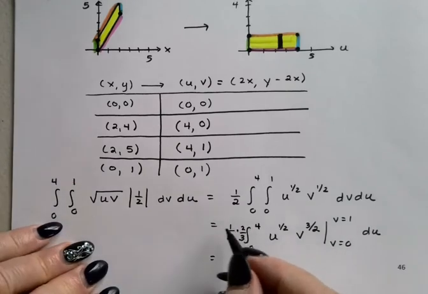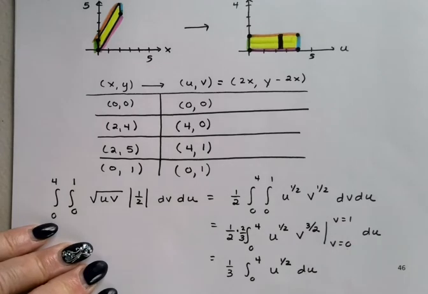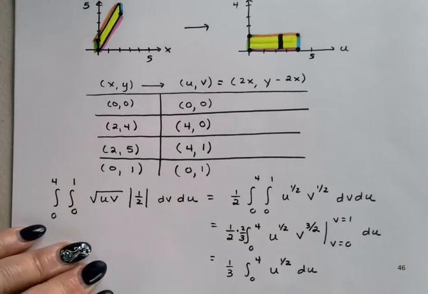Let's see, the 2's will cancel there, so I'll have a 1/3. Plugging in v equals 1 is just going to make that 1 times u to the 1/2. And plugging in v equals 0 is 0. And so I have a nice simple integral to finish that off with. When I did that on my calculator, including the 1/3, I got 16/9.